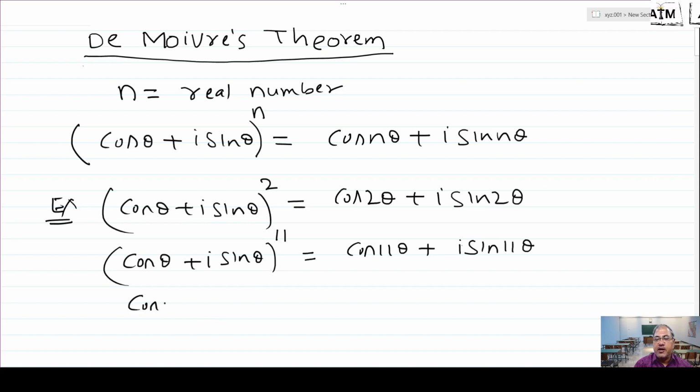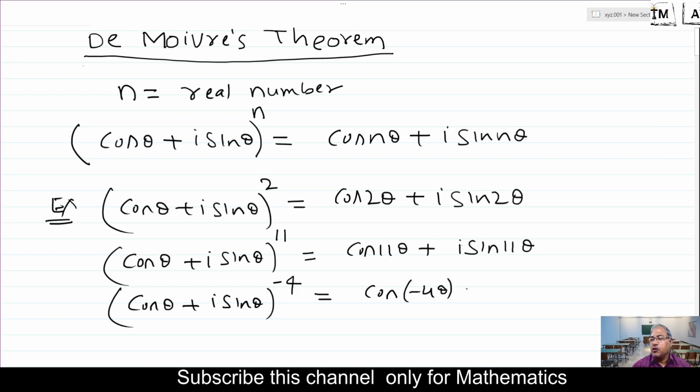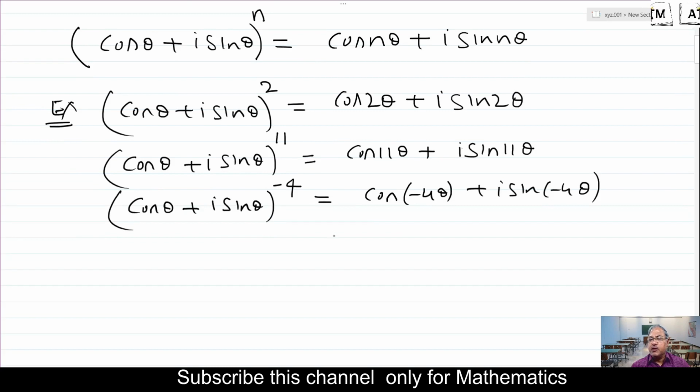You can even select negative numbers, like (cos theta plus i sin theta) raised to minus 4. So you can select a negative number as well, and that equals cos of minus 4 theta plus i sin of minus 4 theta. That is nothing but cos 4 theta minus i sin 4 theta.